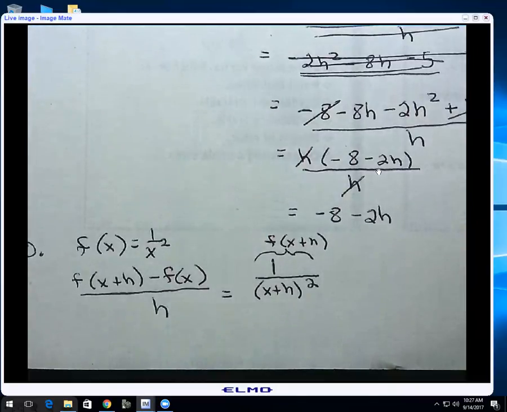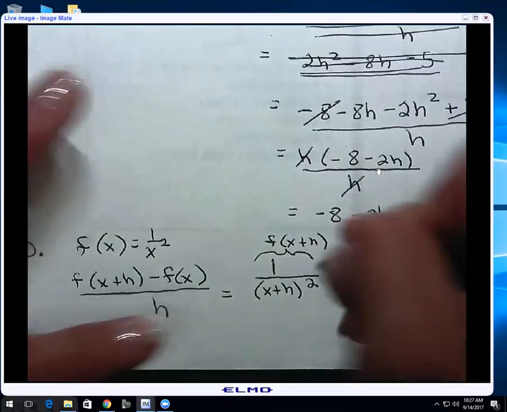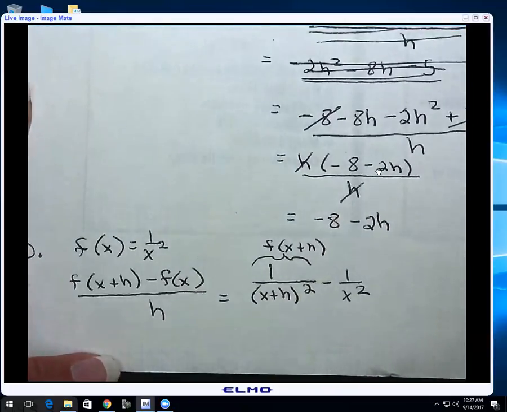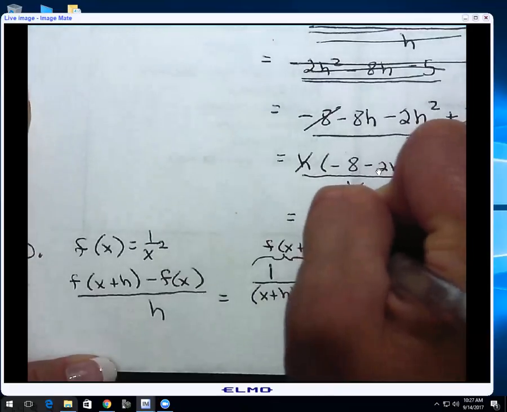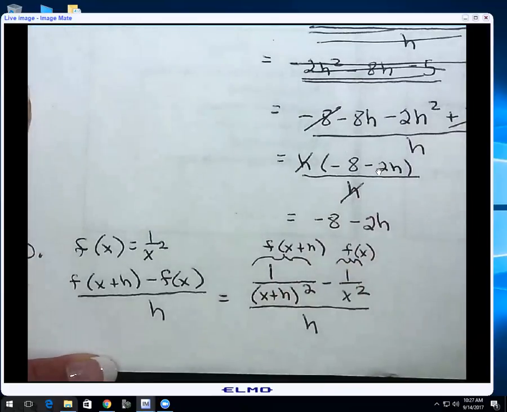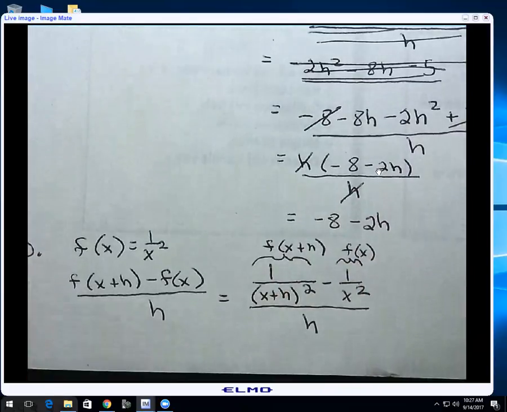What's the next step in the recipe? Subtract the function itself. Subtract 1 over x squared. That's f of x. And then I'm supposed to divide the whole thing by h. In pre-calculus, I don't even know why I'm doing this, but I can do it. It's a recipe. I can follow a recipe, and I'll find out in calculus why that recipe is so important.